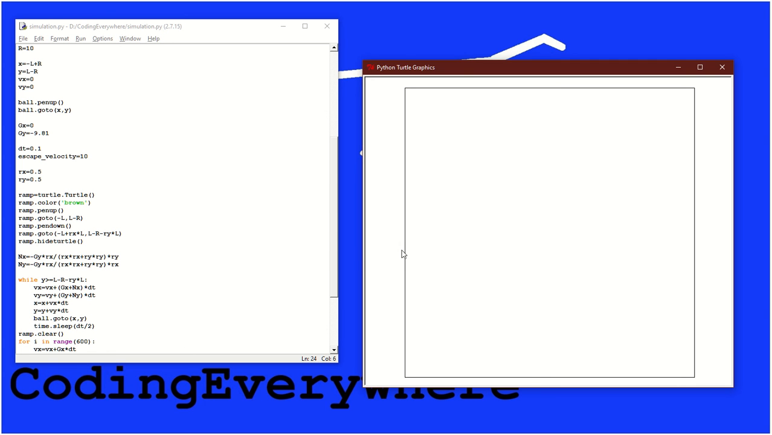This ends the implementation of the sliding of the ball on the ramp. In the next video, we'll implement the Newton third principle for the other three walls.